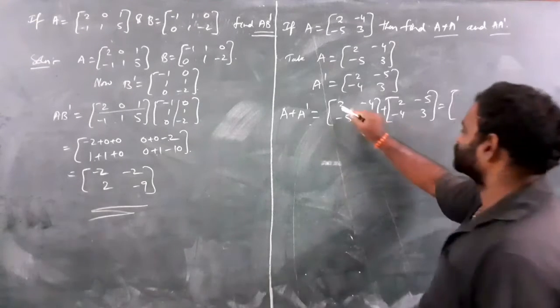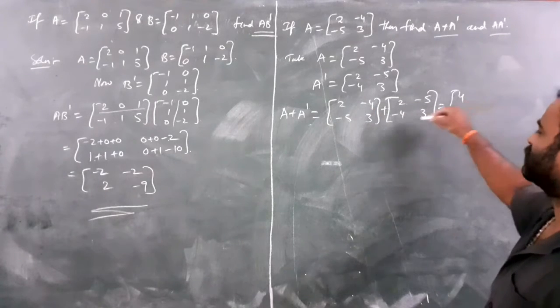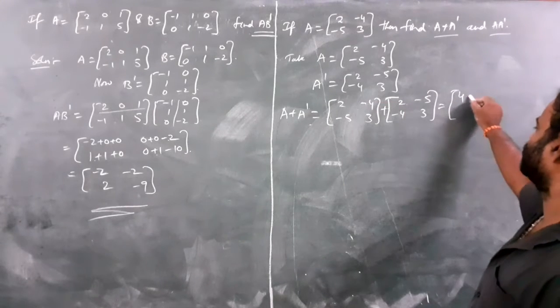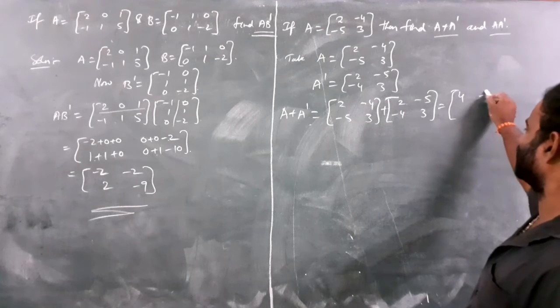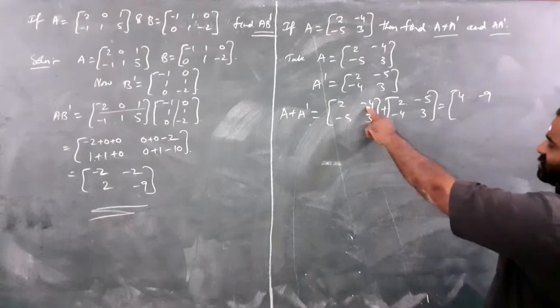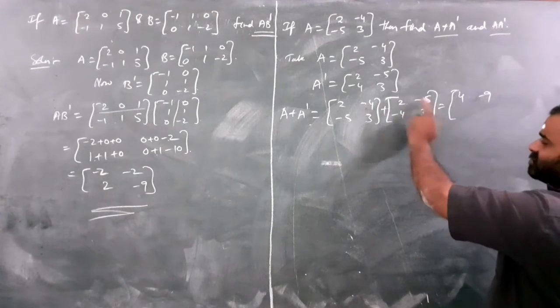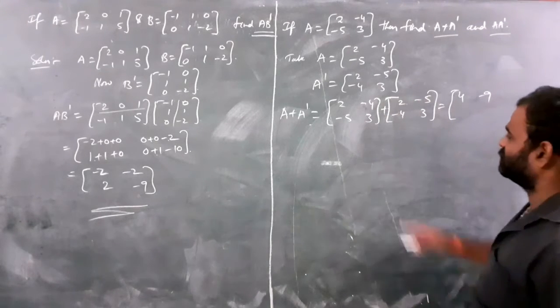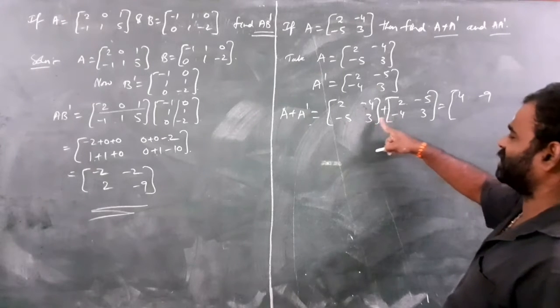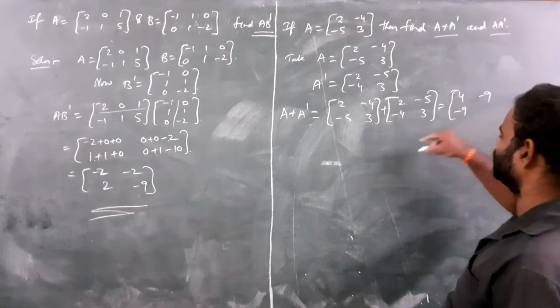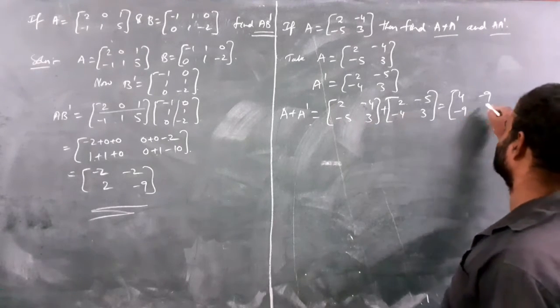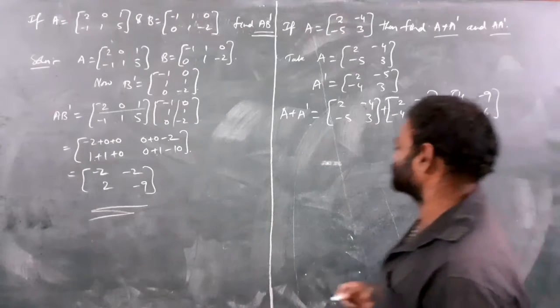It should be equal to 2 plus 2 is 4, minus 4 minus 5 is minus 9, minus 5 minus 4 is minus 9, again 3 plus 3 is 6. This is A plus A dash.